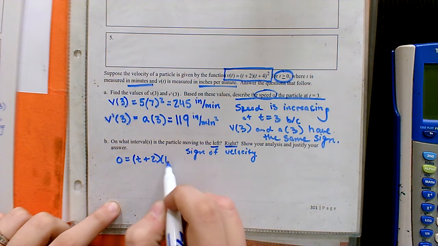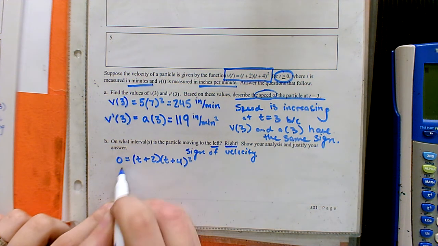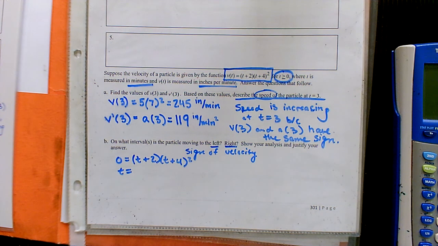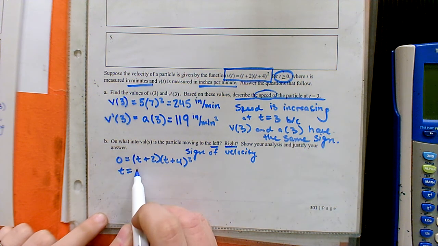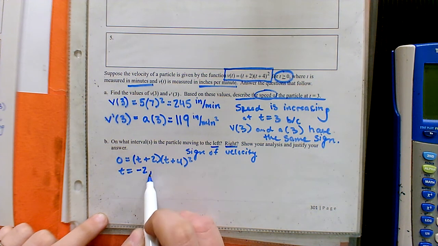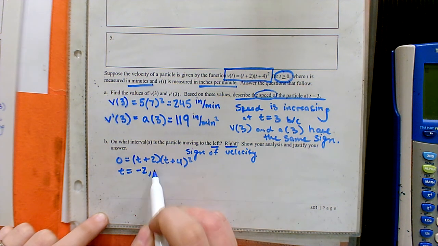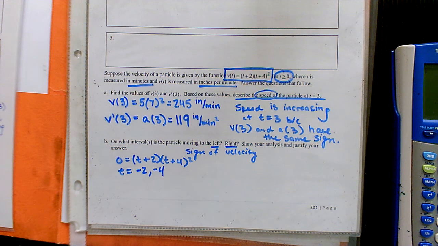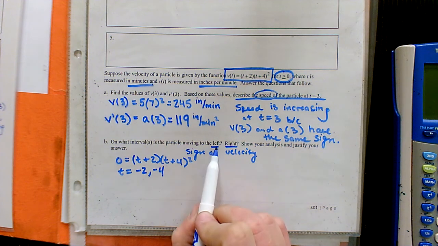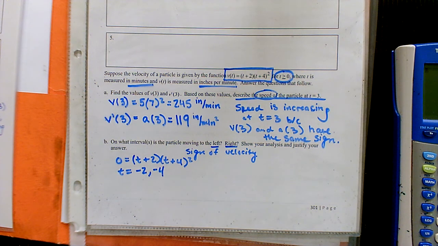So if we set velocity equal to 0, can we find those spots? t equals -2 and -4. So these are two places where we don't have a velocity. Our position is not changing. We're stationary for a moment. How can we figure out where we're going left and where we're going right?